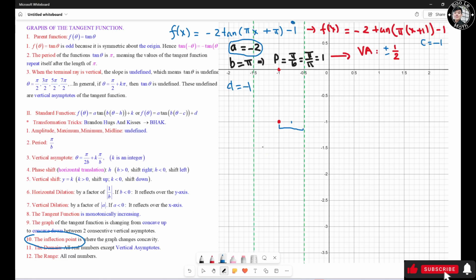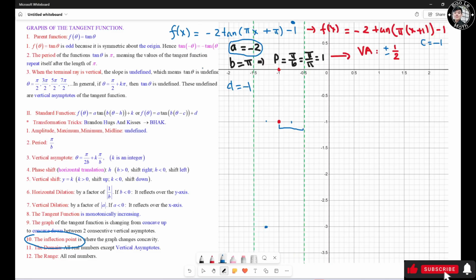Alright, now same thing. On the left hand side of the inflection points, you need to divide the distance from here to here in half, and then you go down by 2 units, right? So 1, 2. So it's going to be right here, right?